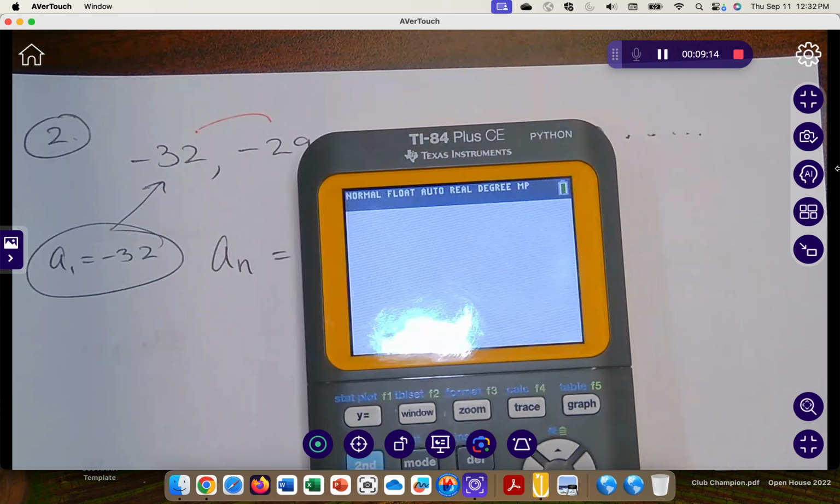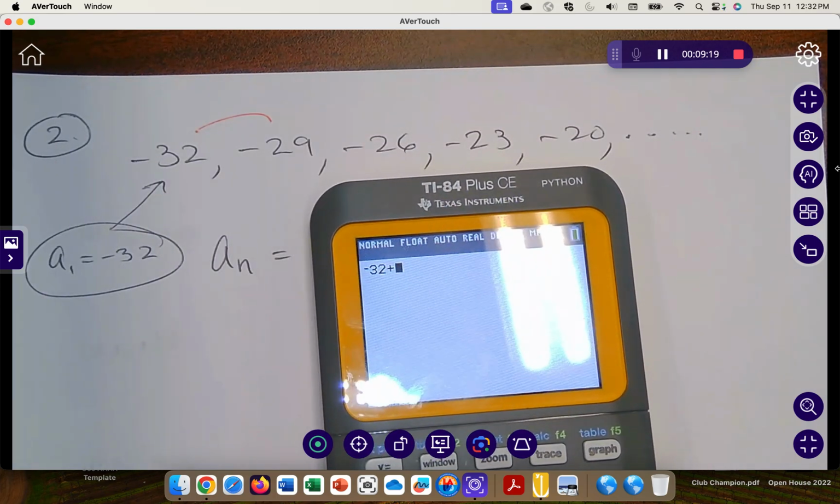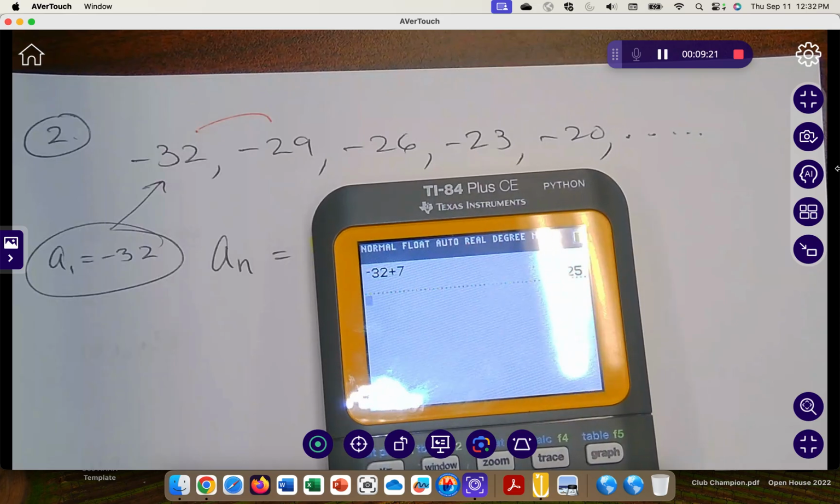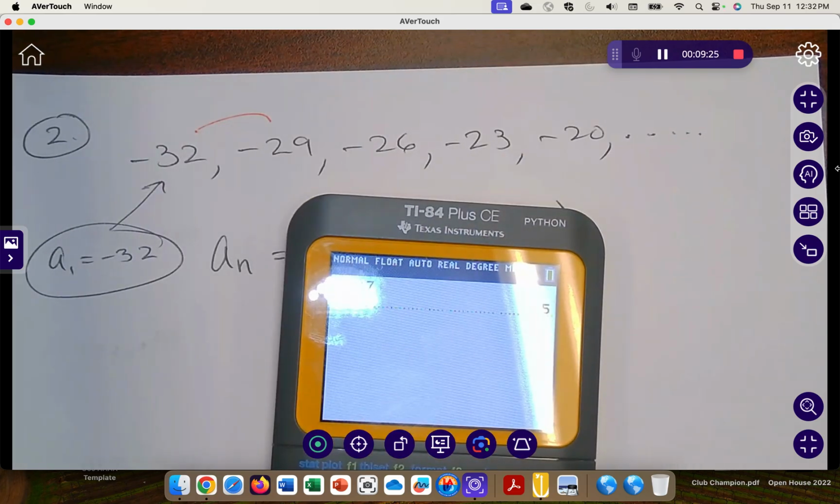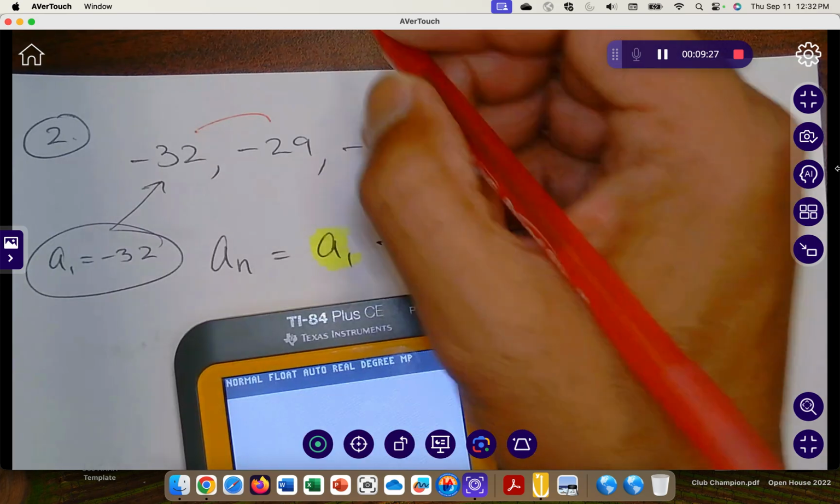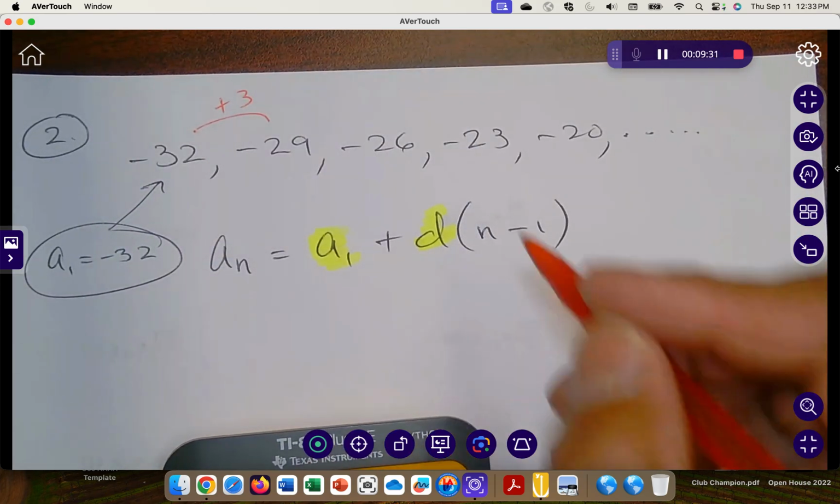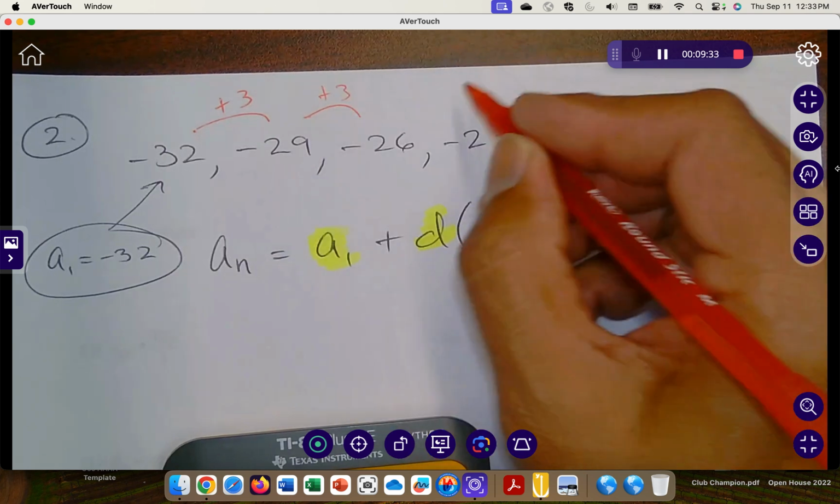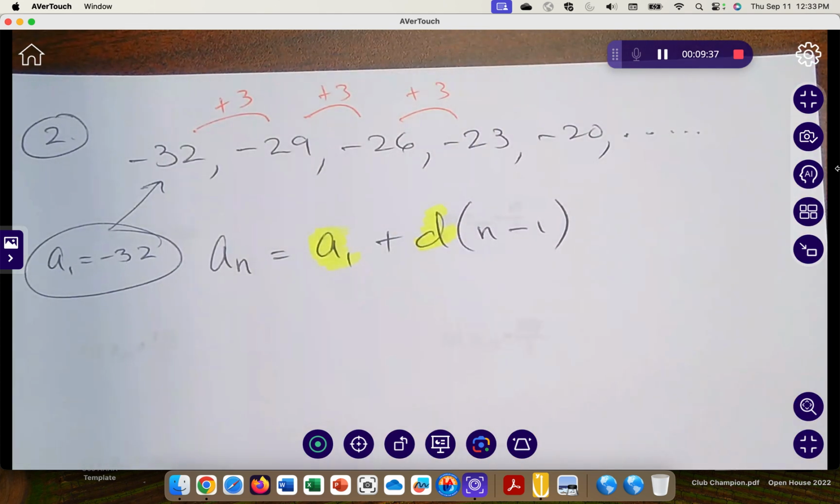Oh, I think I better pass out these calculators. Negative 32 plus 7 will... No. Plus 3? Plus 3 is correct. And make sure it works for the other ones. Plus 3. Okay, that's the common difference.